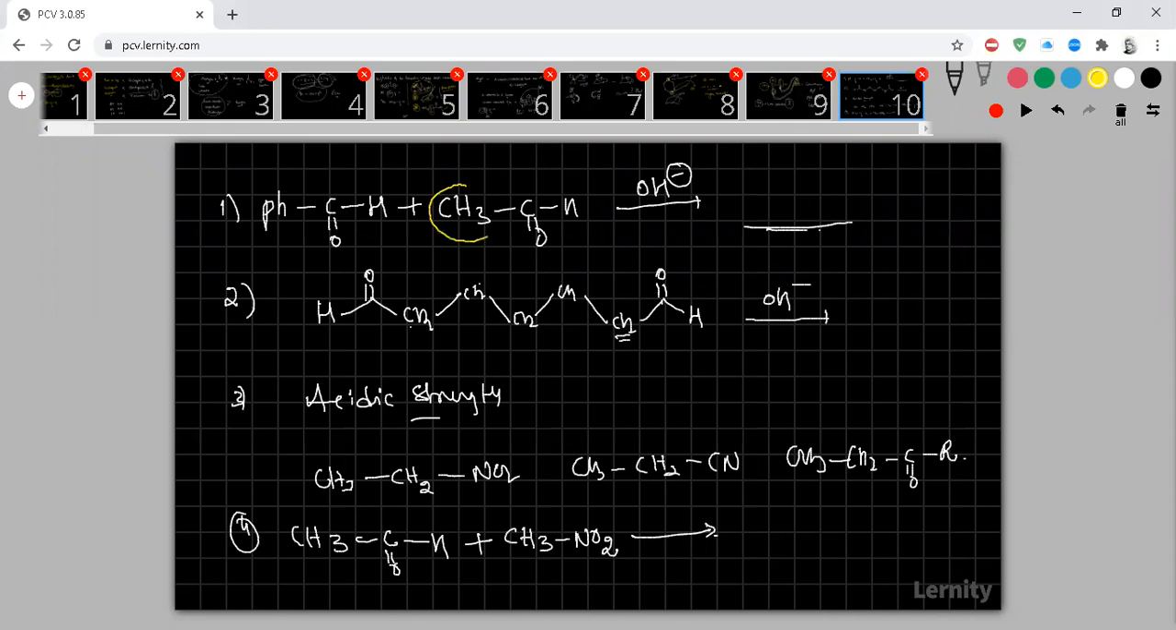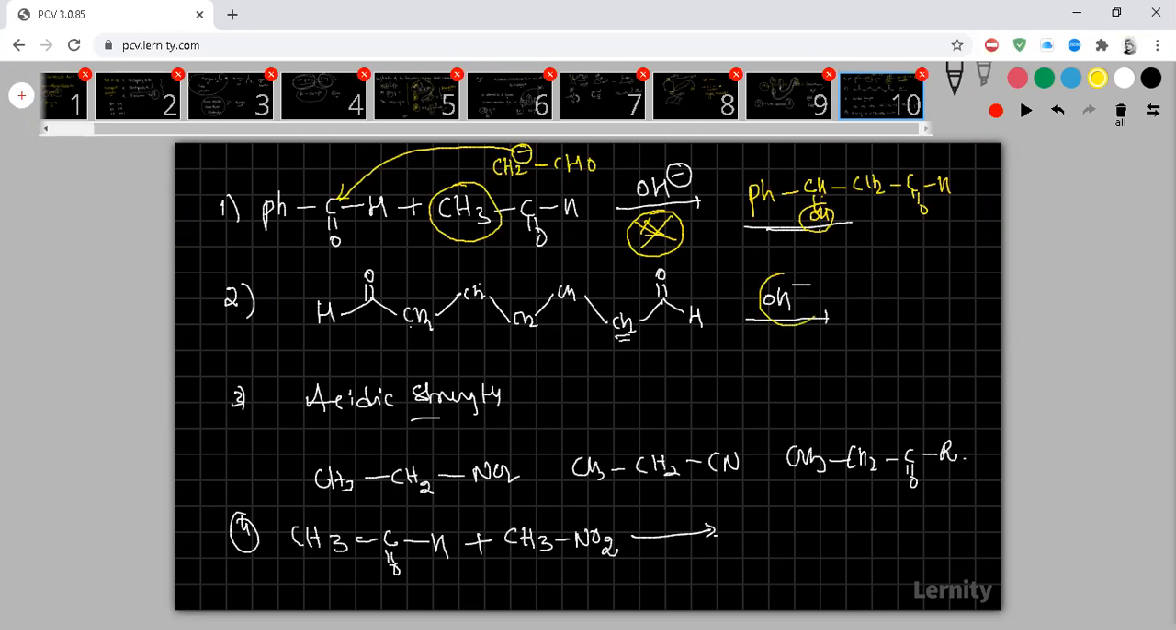So alpha hydrogen is present. We will get the CH2 carbanion, and this will go and attack here. So this reaction is aldol condensation, and you will get CH3 CH(OH) CH2 C double bond O H. Remember, I did not put a heating symbol here, so no alpha, beta unsaturated compounds. If I put the heating symbol here, then only you have to think of alpha, beta unsaturated compounds. Otherwise, this will give the beta hydroxy carbonyl compounds only, right?